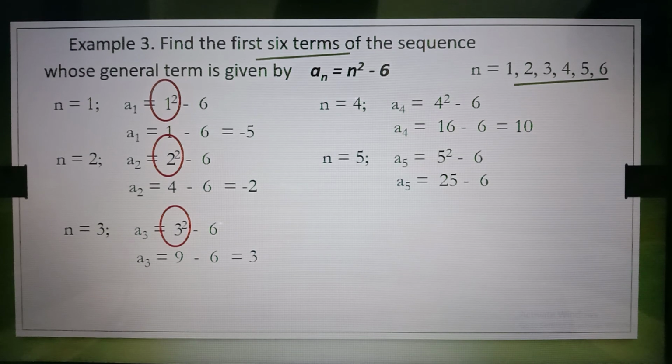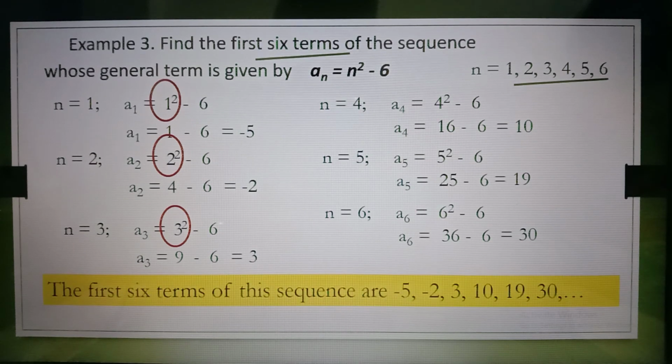When n is 5, a sub 5 equals 5 squared minus 6. And then multiply 5 times 5 is 25. Minus 6 is 19. And when n is 6, a sub 6 equals 6 squared minus 6. 6 times 6 is equal to 36. Minus 6 is equal to 30. Therefore, the first 6 terms of the sequence are negative 5, negative 2, 3, 10, 19, 30, and so on and so forth.